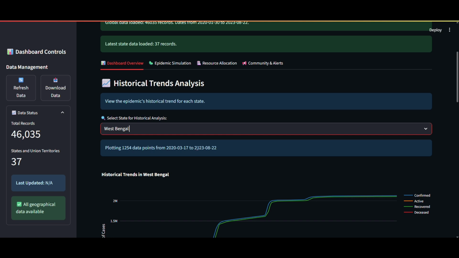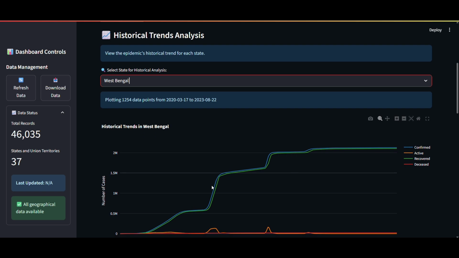Okay, now here we can see that the dashboard is plotting 1254 data points ranging from March 17, 2020 to August 2023. This visual trend helps in understanding how the outbreak behaved historically, which is critical for forecasting and preparedness.